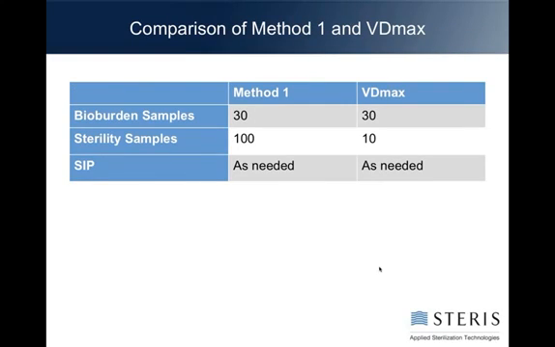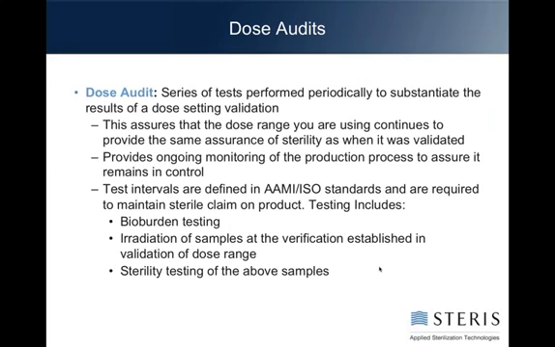Okay. Method 1 versus a VD max method, which is a more common comparison. The bioburden samples are the same. The sterility sample number is the one that's going to be different, but the sterility test is the same test. It just uses more of them for method 1.